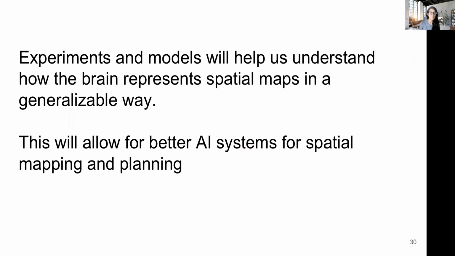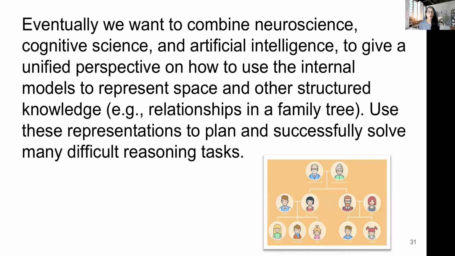These experiments and models will help us understand how the brain represents spatial maps in a generalizable way, and this will also allow for better AI systems for spatial mapping and planning. Eventually, we want to combine neuroscience, cognitive science, and artificial intelligence to give a unified perspective on how to use internal models to represent space and other structured knowledge, for example, relationships in a family tree. And we also want to see how these representations can be used to plan and successfully solve many difficult reasoning tasks. Thank you.